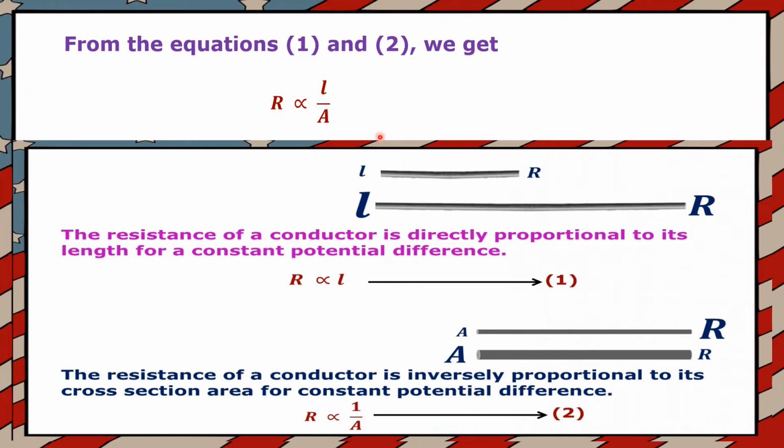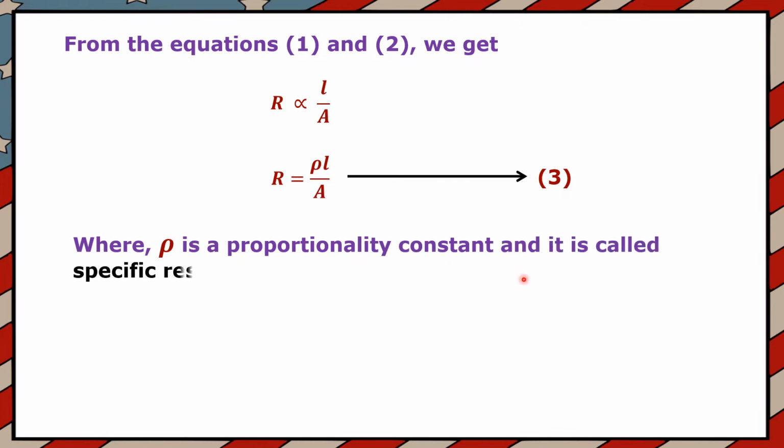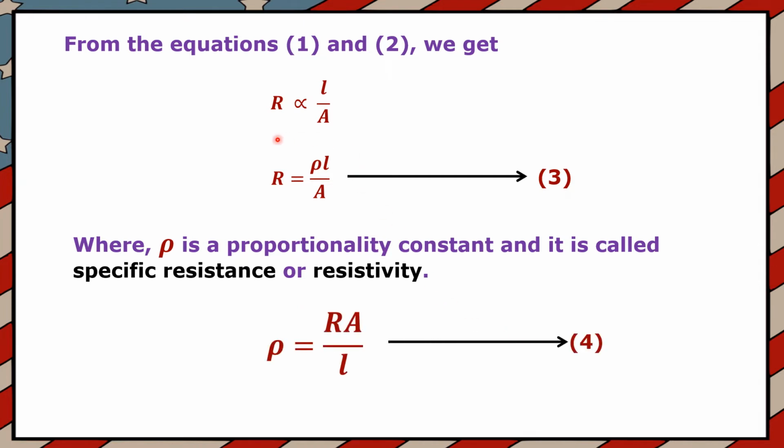So let us write this as R is equal to rho L by A. Let us call it equation number 3. In this equation, rho is a proportionality constant called specific resistance or resistivity of the material. We can rewrite this equation by making rho the subject. Let us take cross multiplication and do simple operations. We get here rho is equal to RA by L.